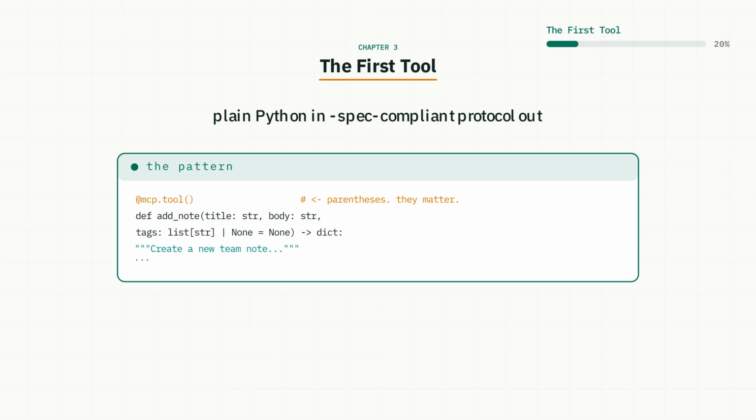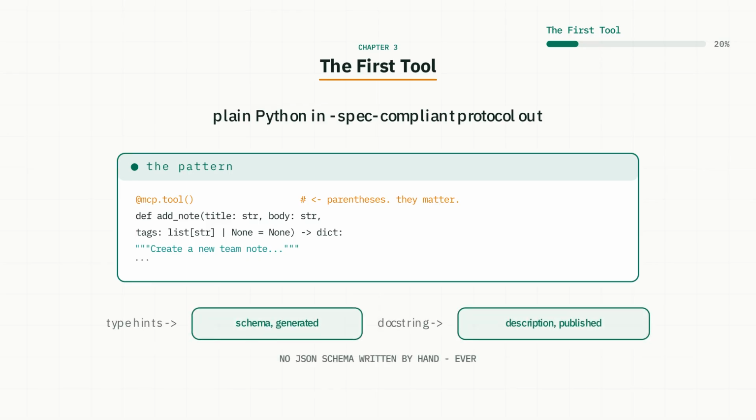That's it. No JSON schema written by hand. The SDK reads your type hints and generates the schema. It reads your docstring and publishes it as the tool's description. Idiomatic Python in, spec-compliant protocol out.